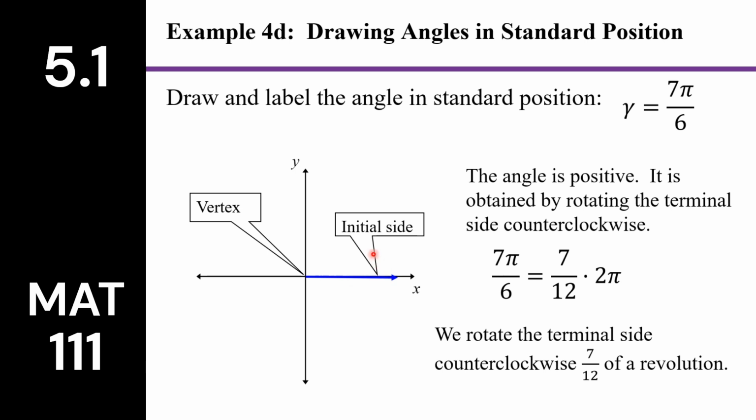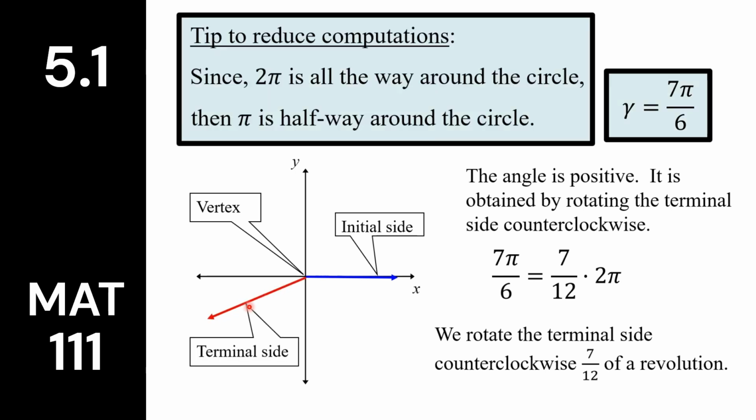So that's 1, 2, 3, 4, 5, 6, 7, 8, 9, 10, 11, 12. And we want to go 7 of those in the positive direction. 1, 2, 3, 4, 5, 6, 7. So we'll draw our terminal side through this value.